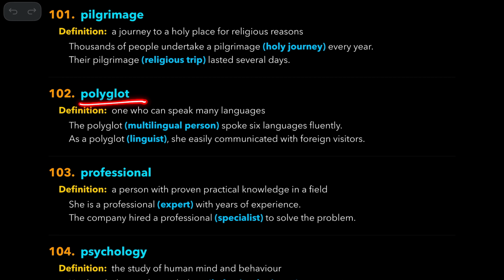A polyglot is one who can speak many languages. The polyglot, or multilingual person, spoke 6 languages fluently. As a polyglot, or linguist, she easily communicated with foreign visitors.